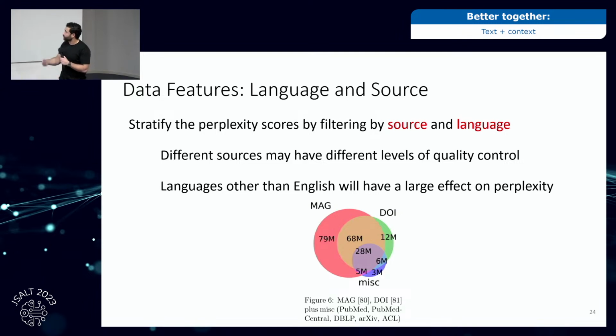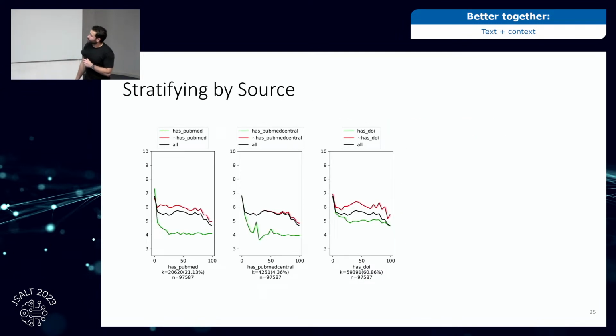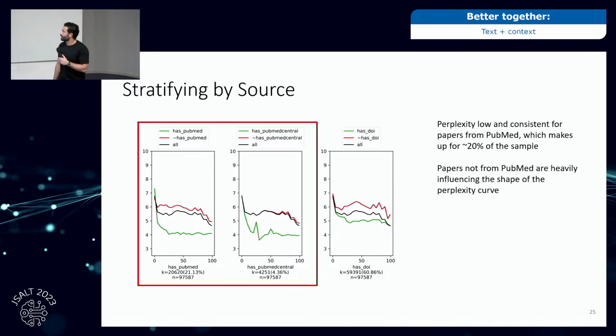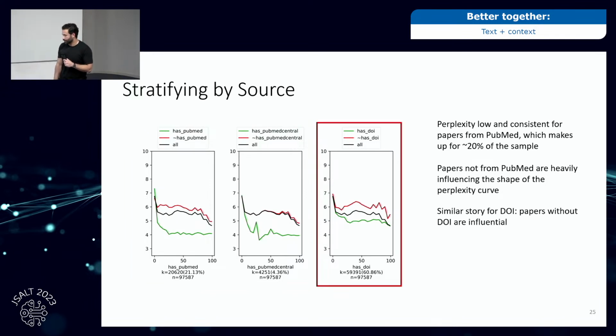And so first we can stratify by source. And in green, we have the perplexities for abstracts which were found from that source, and red is the scores for abstracts not in the source, and black is the original line that we had. And so for PubMed and PubMed Central, the line is low and consistent for papers from PubMed, which make up about 20% of the sample, and papers not from PubMed are really heavily influencing the shape of the perplexity curve. A similar story for DOI, the papers from this source are pretty well expected, and papers not from this source are handled less well.